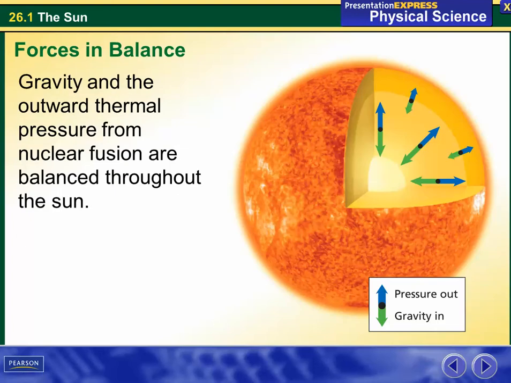So again, a little picture here. Gravity pushes in, thermal pressure pushes out. These forces keep the sun stable and keep the sun balanced.